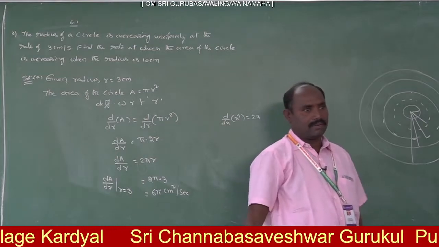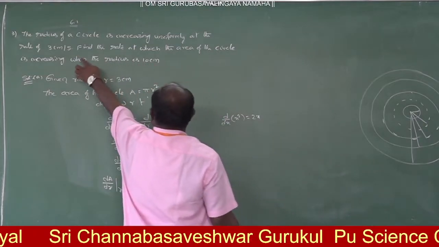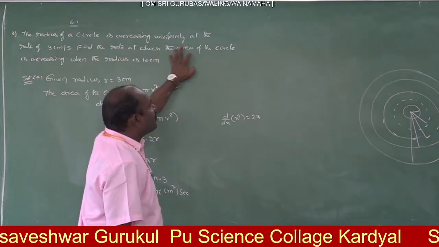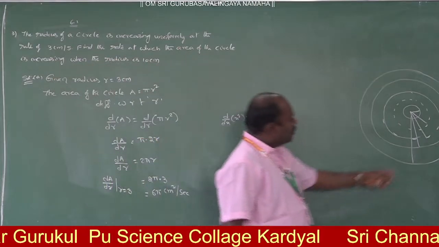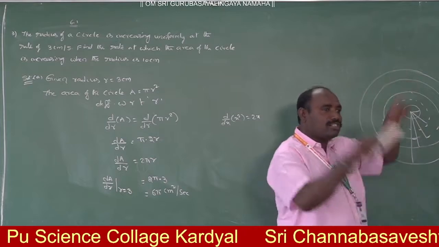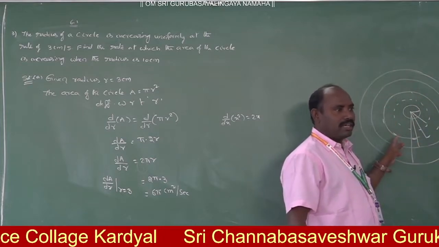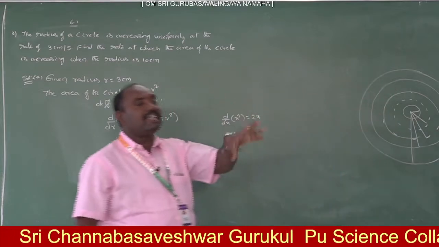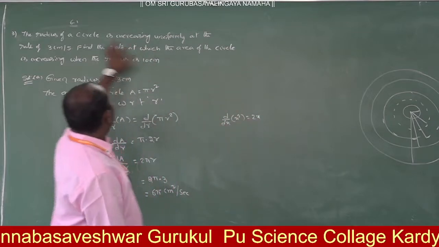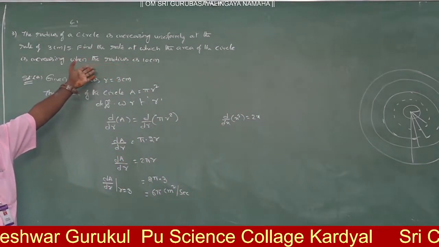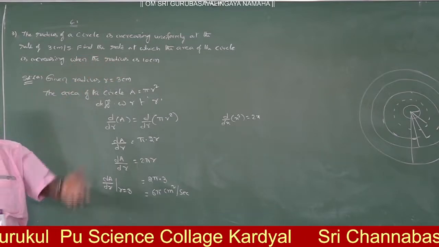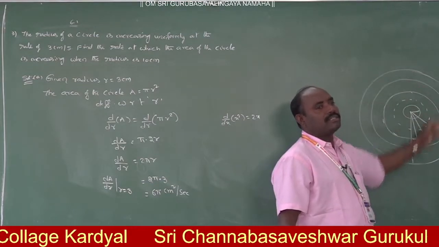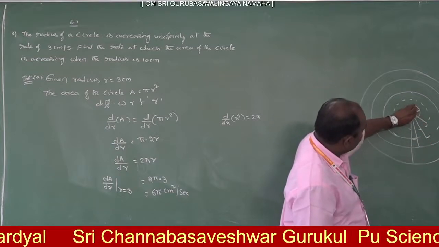Uniformly increases at 3 centimeters per second, and find the rate at which the area of the circle is increasing. See, the radius is increasing, then the circle is also increasing, the area is also increasing, so we have to find that value, meaning dA by dt with respect to t. Here it is not given with respect to r, x or y, so we have to take the time t. As t increases, the radius also increases and the area of the circle also increases.